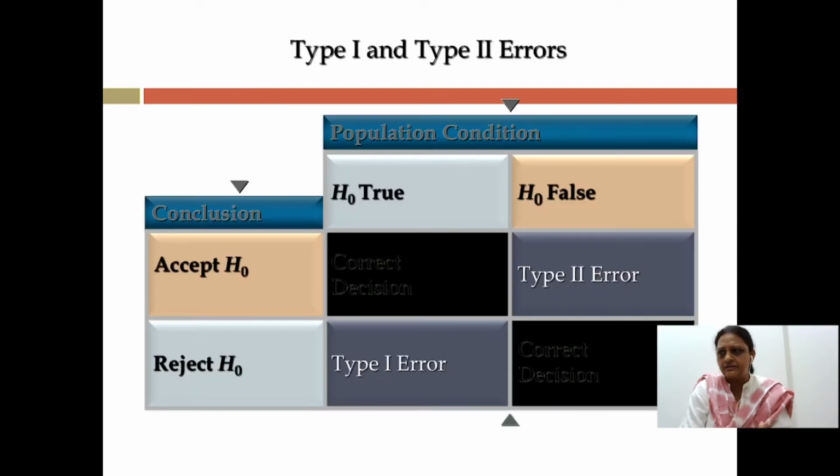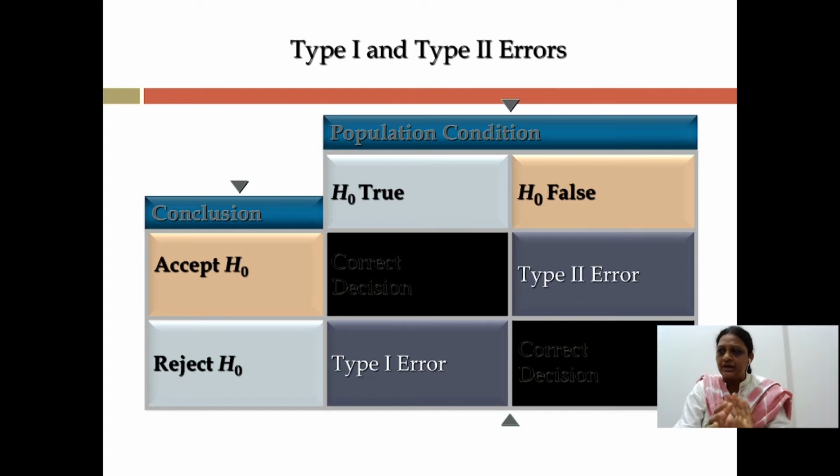So let's understand it in graphical form. If your null hypothesis is true and you accept it, of course it's a correct decision. If your null hypothesis is false and you reject it, that is also a correct decision, which is represented in green color. Now if your null hypothesis is false and you accept it, then it's a type 2 error. And when your null hypothesis is true but you reject it, it's a type 1 error. That is what we have understood in the last two slides.